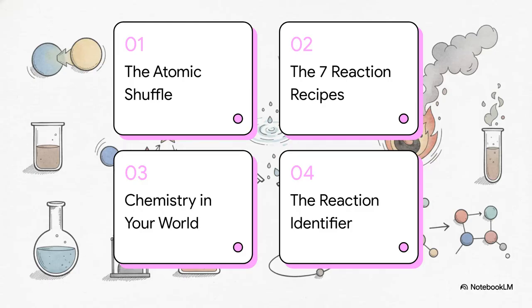So here's what we've got lined up. First, we'll cover the basic rules of the game in the atomic shuffle. Then, we'll dive into the 7 key playbooks that atoms follow in the 7 reaction recipes. After that, we'll see them in action all around us in chemistry in your world. And we'll wrap up with a really handy tool I call the reaction identifier.